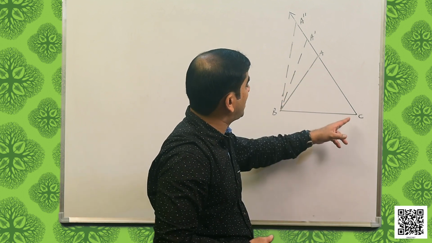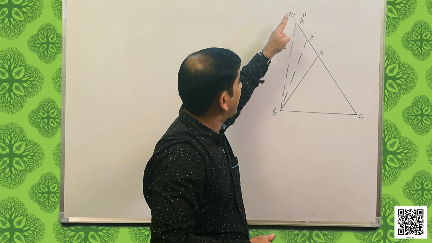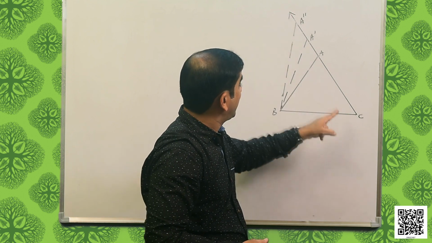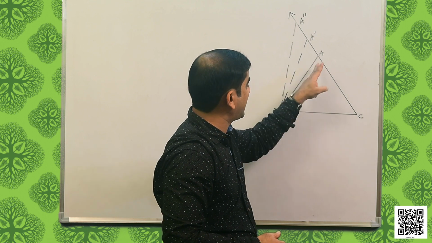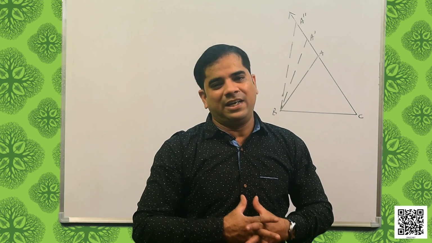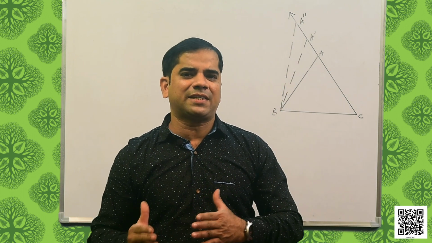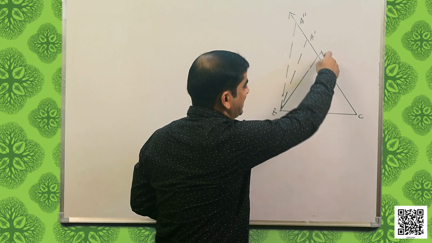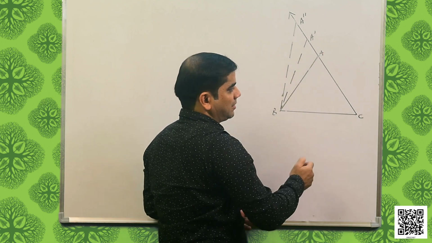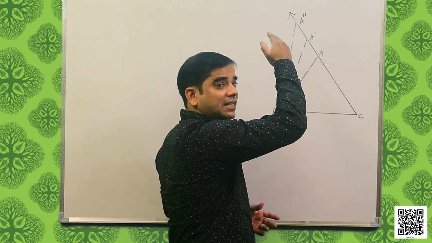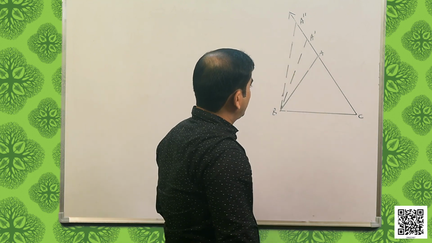In the same way, when we have extended it up to A double dash, as A double dash C is greater than AC, angle A double dash BC is greater than angle ABC, and so on. We can go up to infinity. Okay. So students, we have observed that as the length of the side AC increased by taking different points of A, the angle opposite to it, this is AC, angle opposite to AC is B. So when we have increased the length of AC towards A, angle B is also increased.